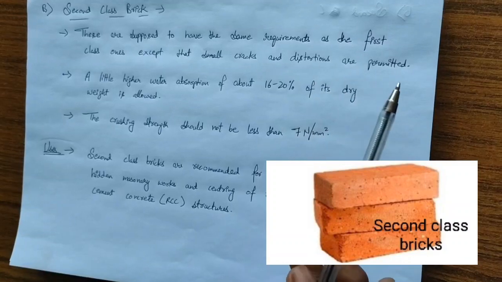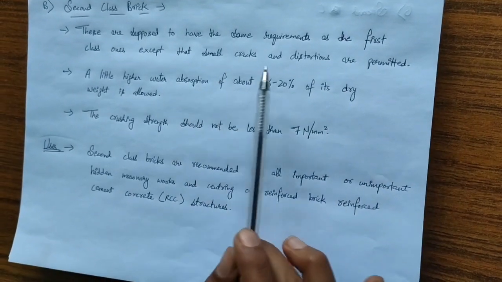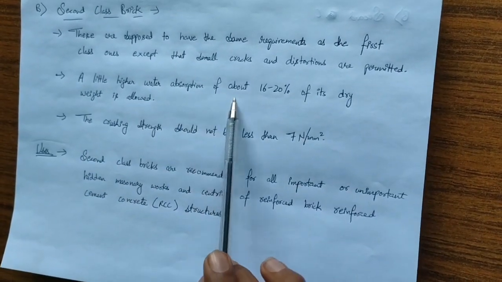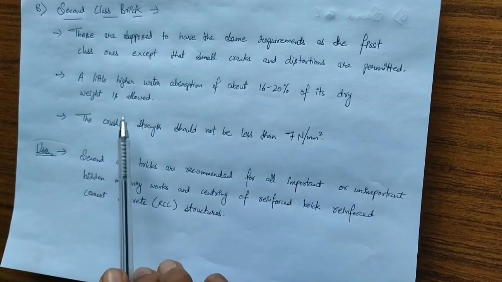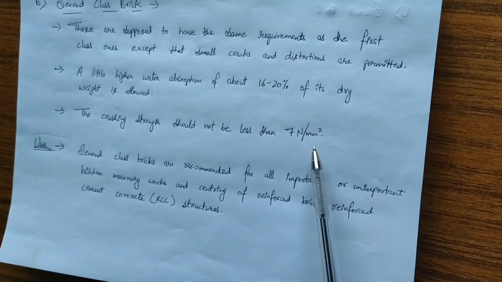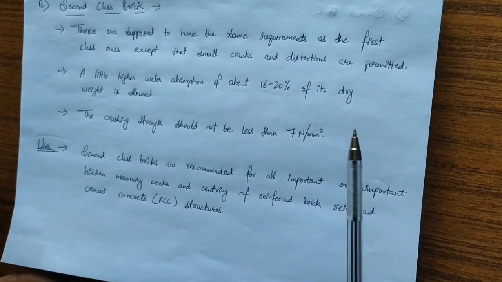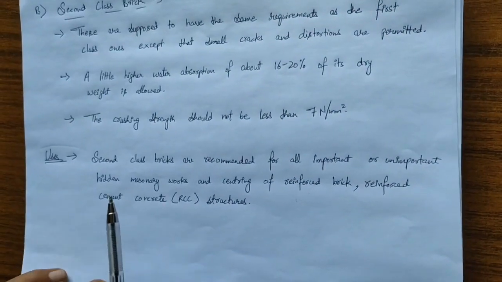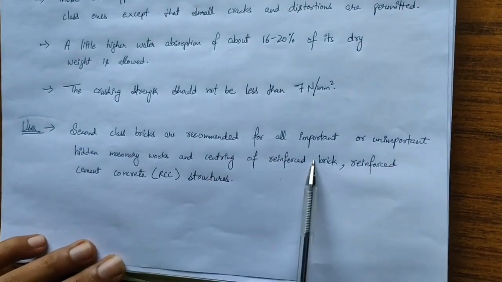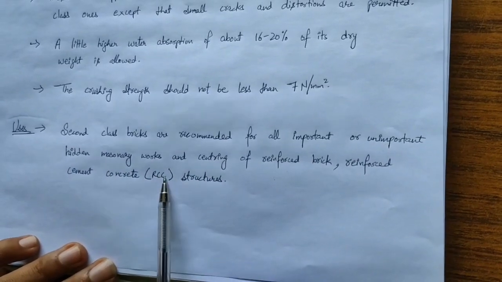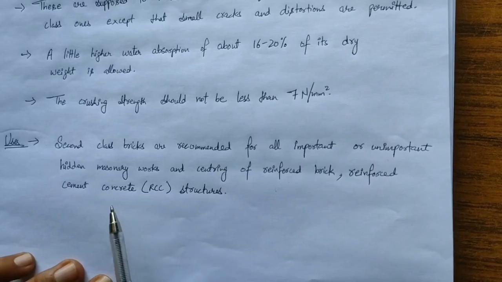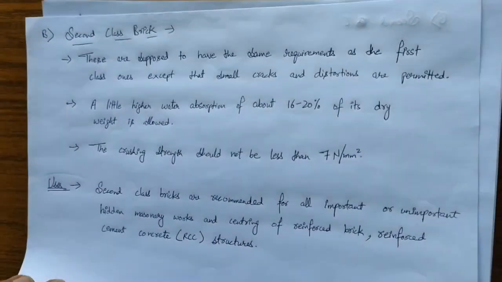So they have the same requirements, except that small cracks and distortions are permitted. A little higher water absorption of about 16 to 20% of its dry weight is allowed. The crushing strength should not be less than 7 Newton per mm square. In first class bricks it was 10 Newton per mm square. Let's see the uses of these bricks. Second class bricks are recommended for all important or unimportant hidden masonry works and centering of reinforced cement concrete structures, RCC structures.